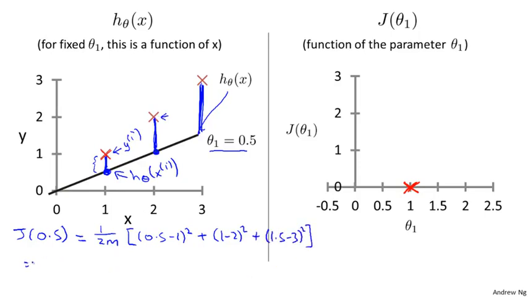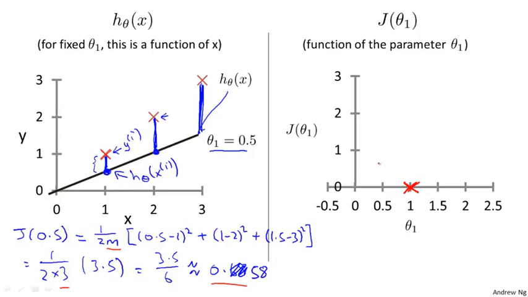And so that's equal to 1 over 2 times 3, because m, my training set size, right, I have 3 training examples. And then that's times, simplifying the thing in parentheses, 3.5. So that's 3.5 over 6, which is about 0.68. So now we know that j of 0.5 is about 0.68. Let's go and plot that. Oh, excuse me, math error. This is actually 0.58. So I'm going to plot that, which is maybe about over there. Okay.